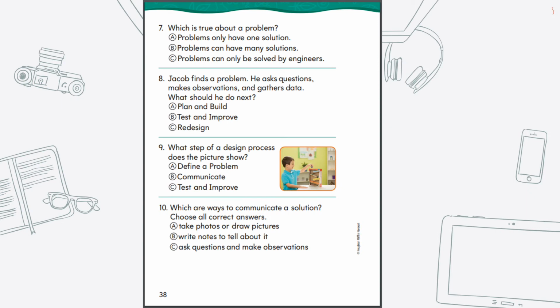Open the books on page 38 now. Let's look at question 7. Which is true about a problem? Is it A, problems only have one solution? B, problems can have many solutions? Or C, problems can only be solved by engineers? Let's look at the answer now. It's B, problems can have many solutions.